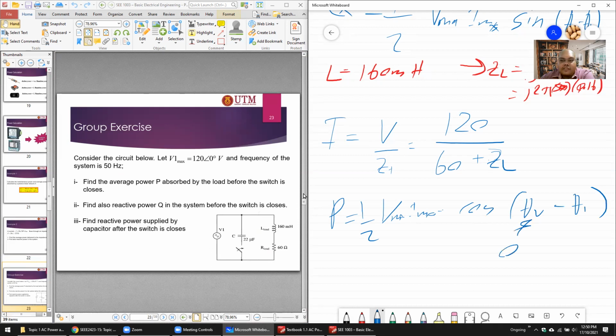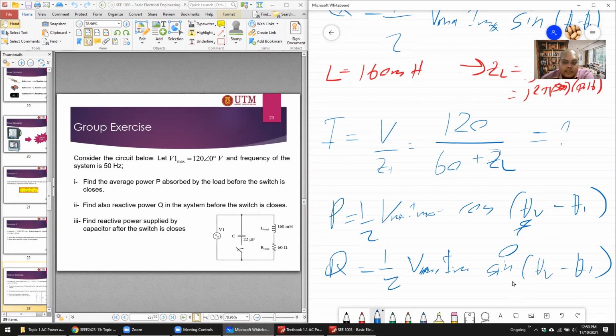Theta V is of course 0. Theta I, you have to calculate this. And then find Q. Of course, the formula for Q is almost the same: V max, I max, but instead of cos, use sine of theta V minus theta I. This is how you do it.